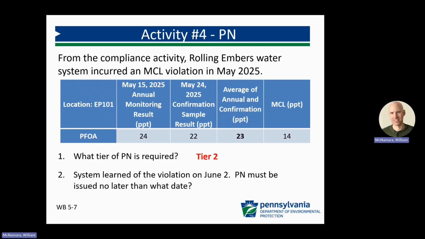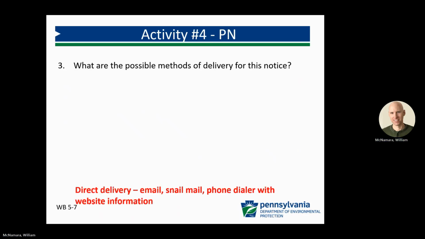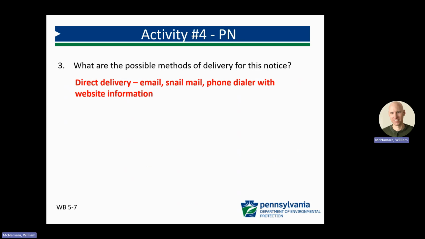The system learned of the violation on June 2nd, so public notification must be issued no later than what date? Well, they have 30 days from when they learned of the violation, so that would be July 2nd. So what are the possible methods of delivery for this notice? Direct delivery, so that'd be email, snail mail, phone dialer with website information is good, but it's the concept of direct delivery to all of your customers.